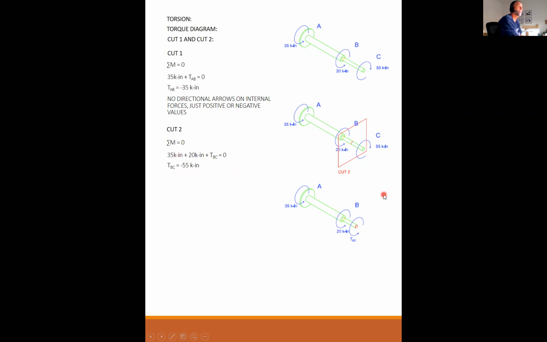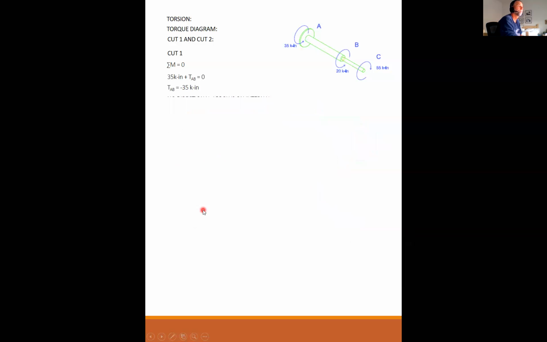You could get to the same answer by taking this cut 2 and only looking at this side, in which case you would see that this applied torque is a negative torque. So the internal torque would have to be negative. Okay, so now that I've solved for TAB and TBC, we can now construct our torque diagram. TAB is minus 35 as we found, TBC is minus 55 as we found.